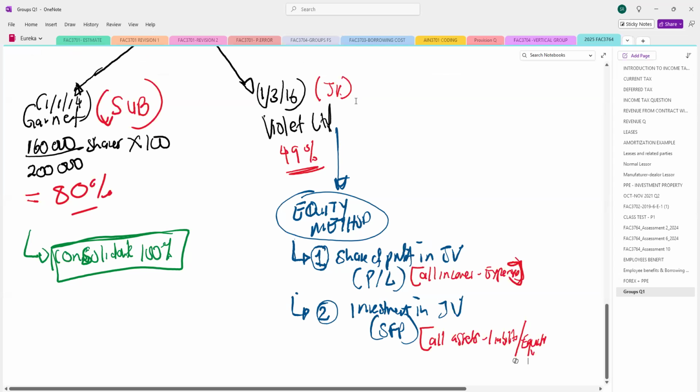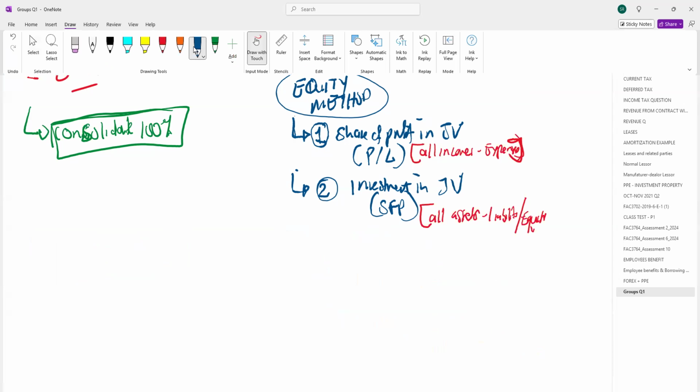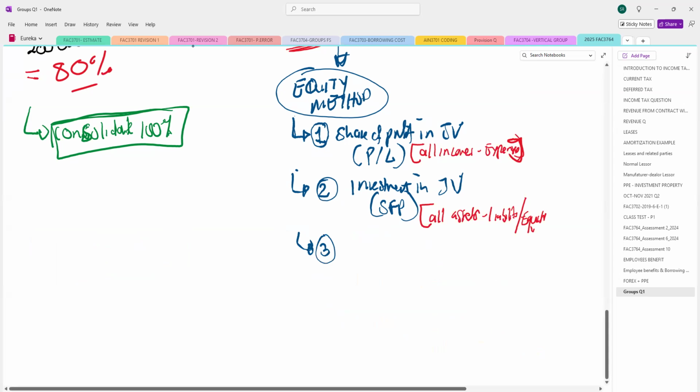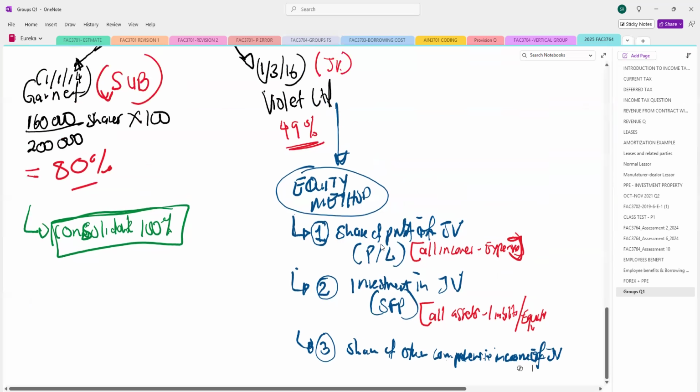And then the third one would be if I have other comprehensive income, then I'll have share of other comprehensive income, right? Which we don't really use unless there is other comprehensive income. Let me just put it there because we are making notes anyways. The third one would be, if I have other comprehensive income, there is going to be share of other comprehensive income of joint venture. Okay. Right. So these are the three accounts that are affected under the equity method.